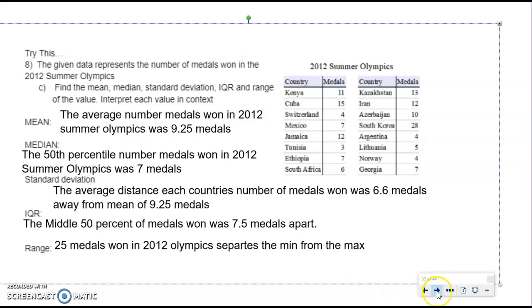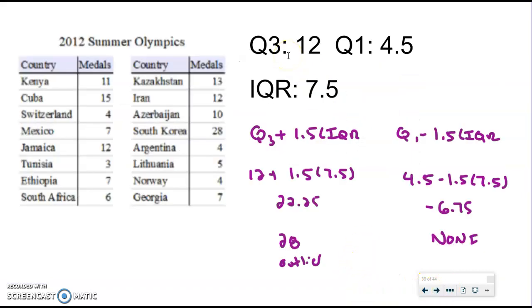Okay. So when I calculated the IQR, I got 7.5. When I did Q3 plus 1.5 times the IQR, I got 22.5, which means that 28 is an outlier. When I did the other end, 4.5 minus 1.5 times 7.5, I got negative 6.75. So I got none on the low end.